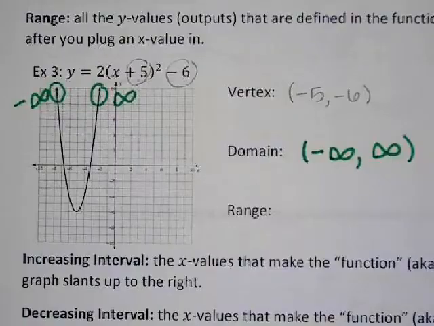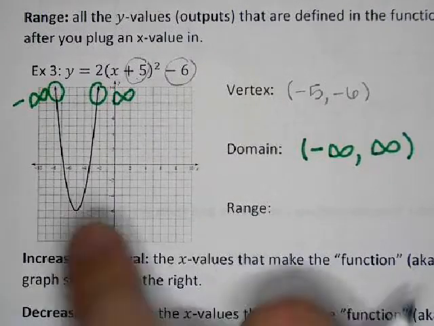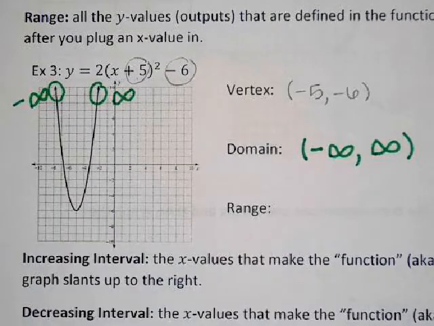In fact, the domain for every single graph in this particular unit is going to be negative infinity to positive infinity, because they're all the same shape. They're all that U shape, right?